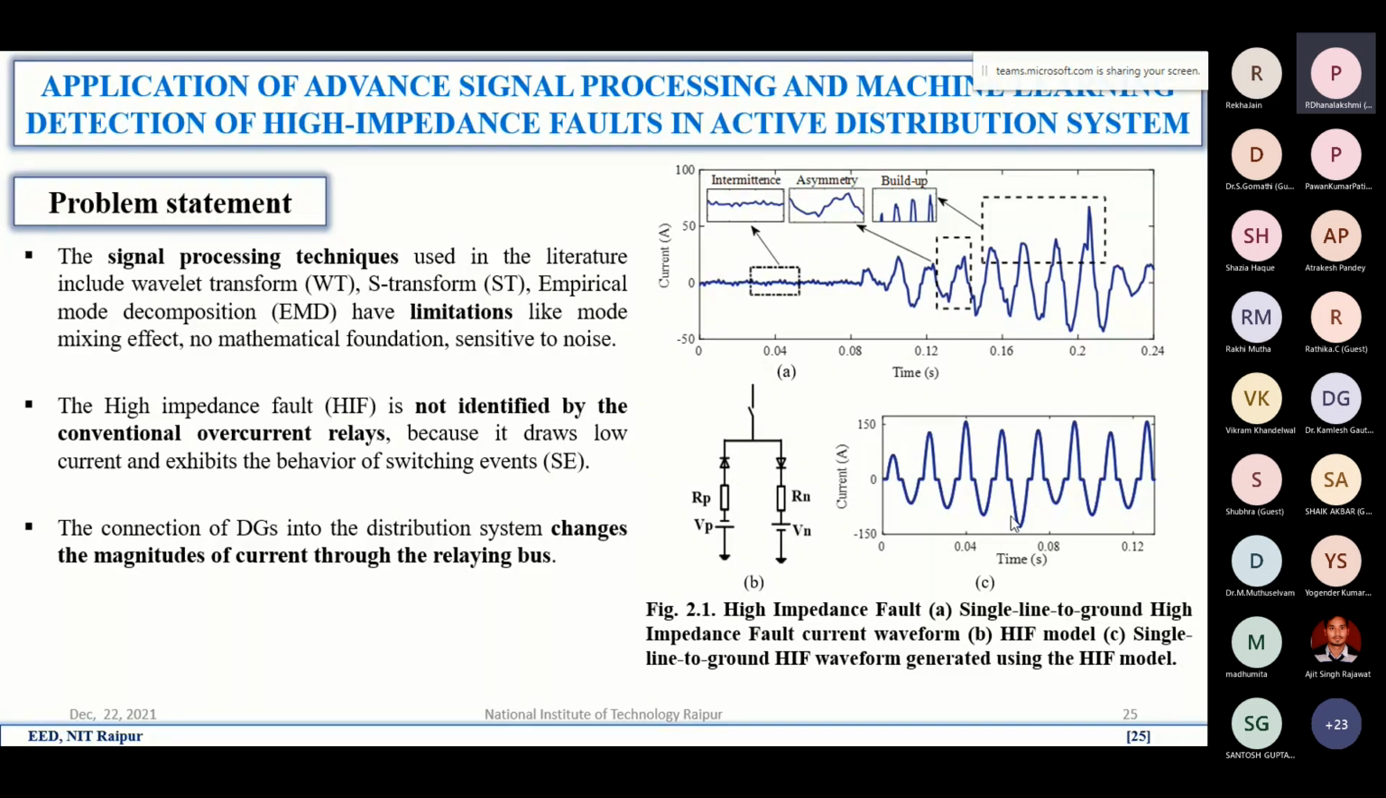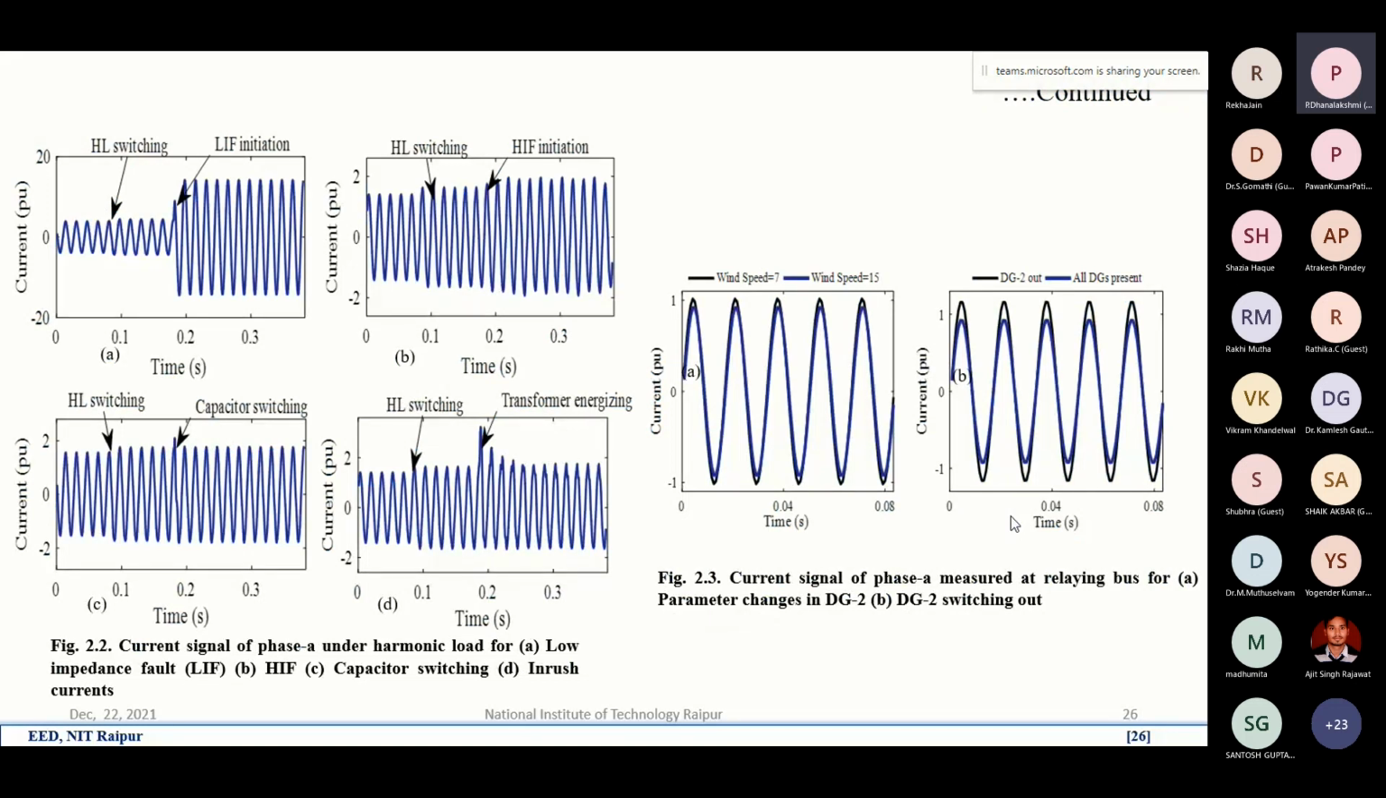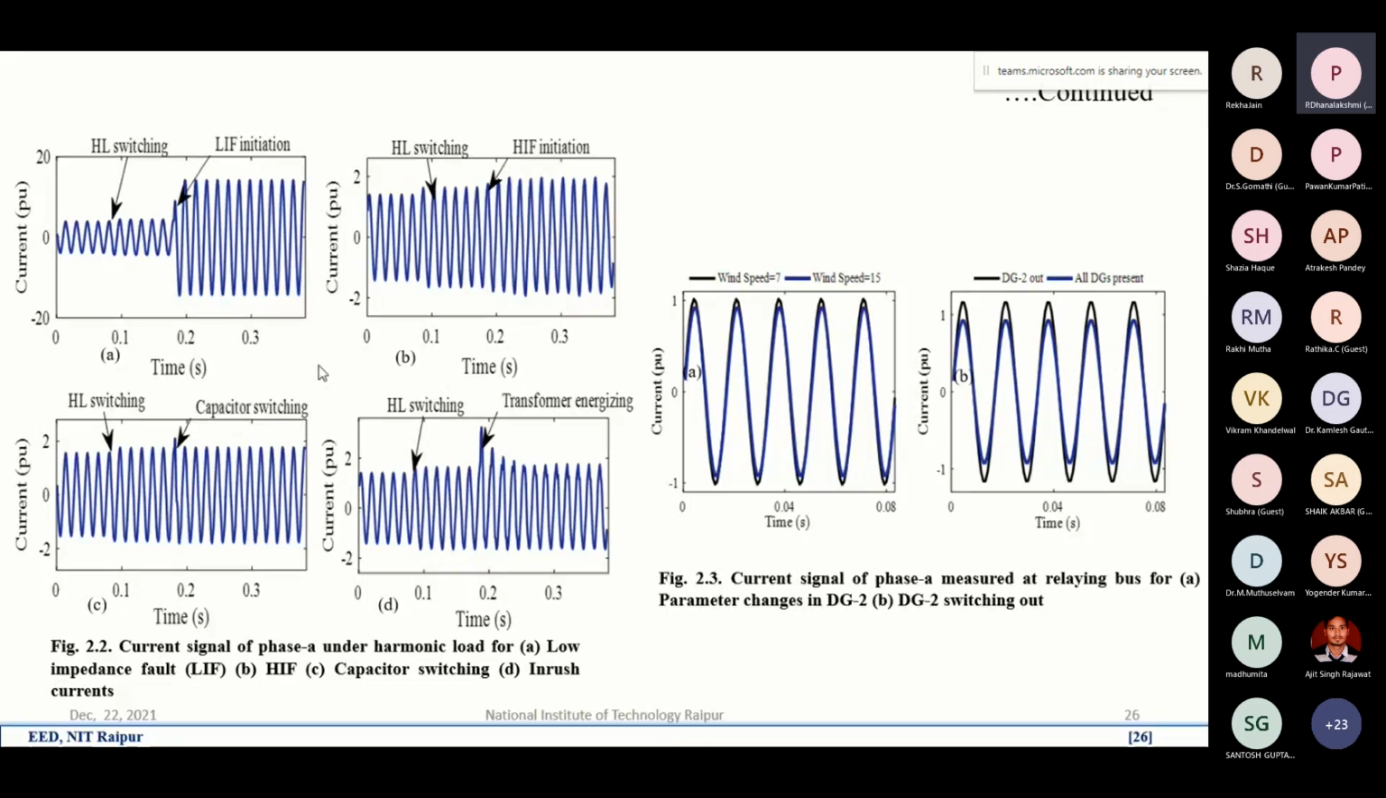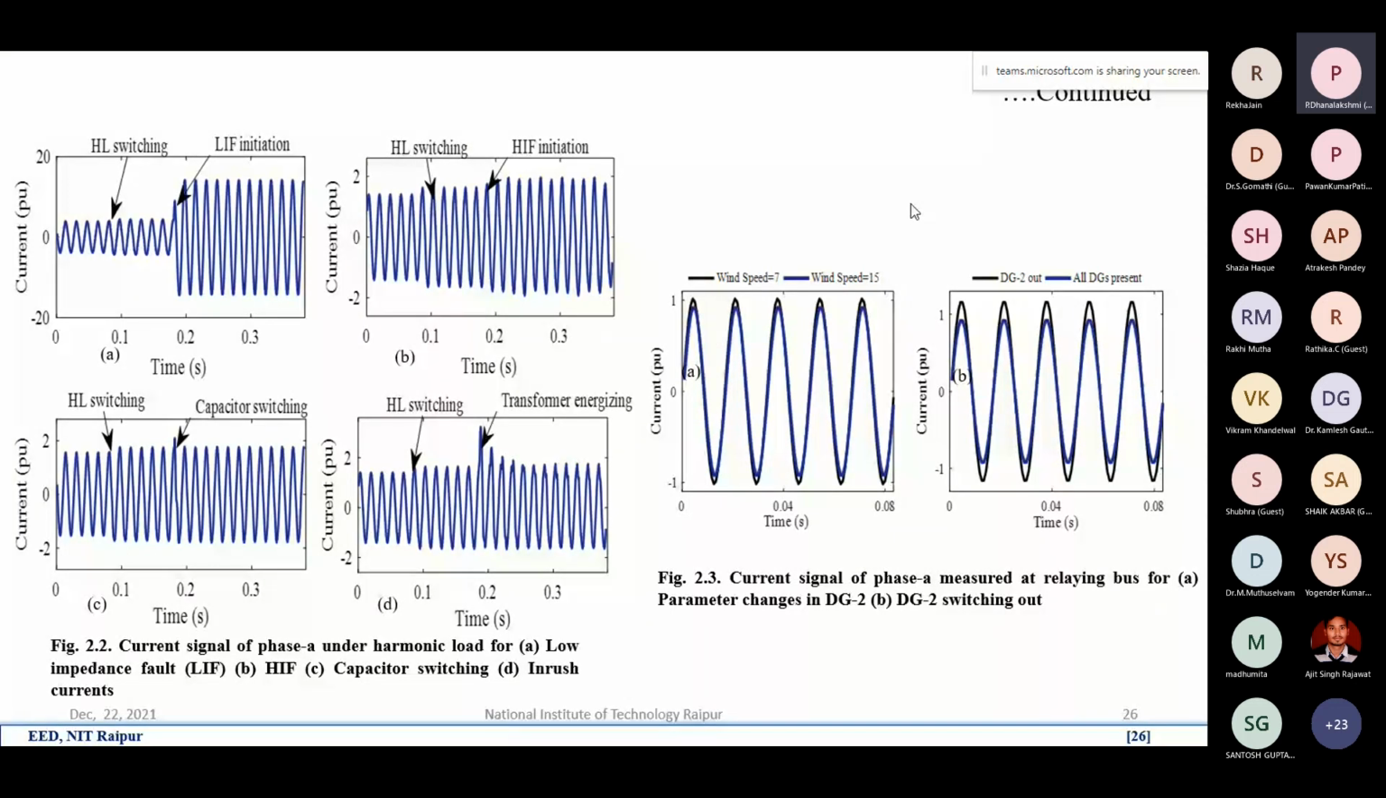Here we have considered a measurement of this current in case of high impedance fault as well as low impedance fault, and then detection of such high impedance fault, whether it has occurred, at what instant, and to differentiate this high impedance fault from the different non-faulty switching events like switching of a capacitor, switching of a load, switching of a DG. All these phenomena can be considered faulty by the conventional system, whereas they are not faulty events but rather switching events. So the protective system must not consider these types of situations as faulty.